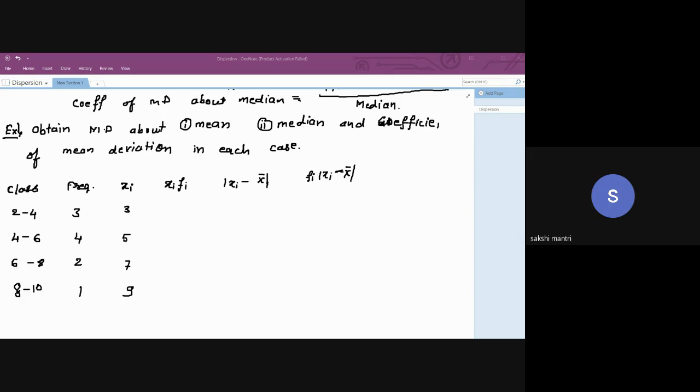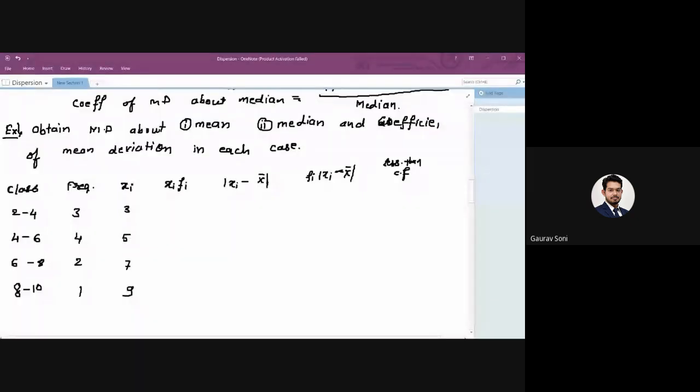No, sir. Okay. What about the median? What you are going to do about the median? Cumulative frequency, CF. Less than cumulative frequency we will need. So from that we'll get the median. Then same thing, whatever we have done for the mean, the same thing has to be done for median.